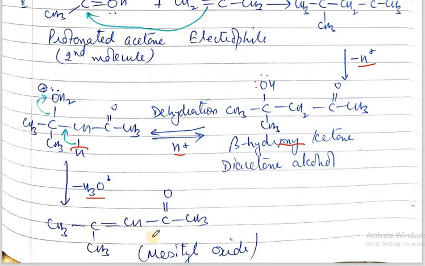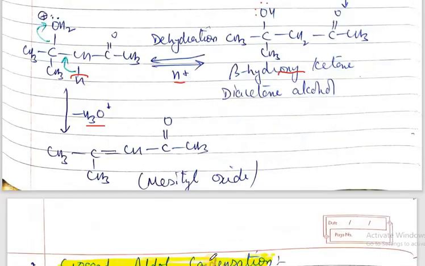So this is the acid catalyzed mechanism for the aldol condensation. Both the mechanisms, acid catalyzed and base catalyzed, are important. The common name for the product formed in the case of acetone is mesityl oxide.